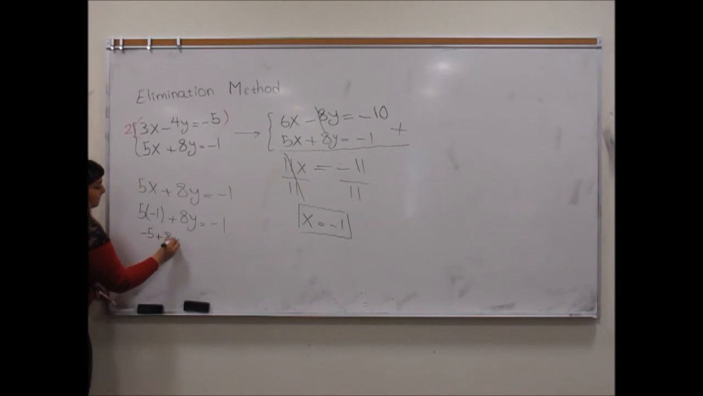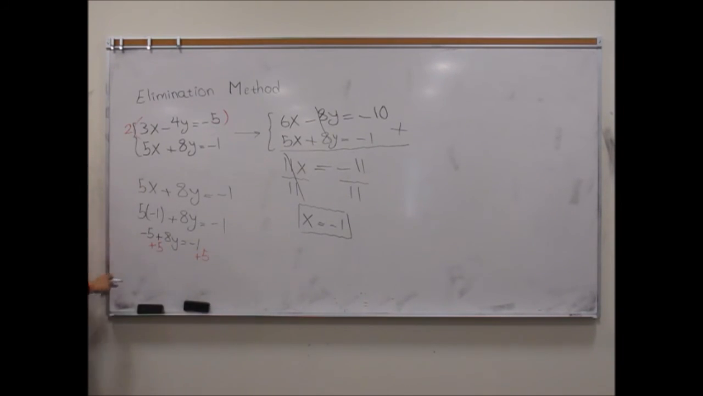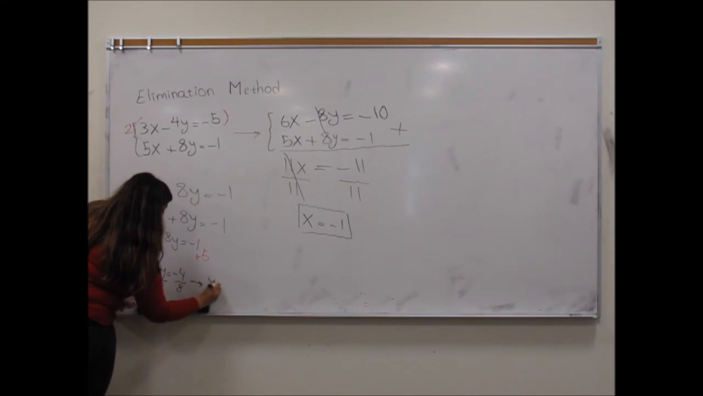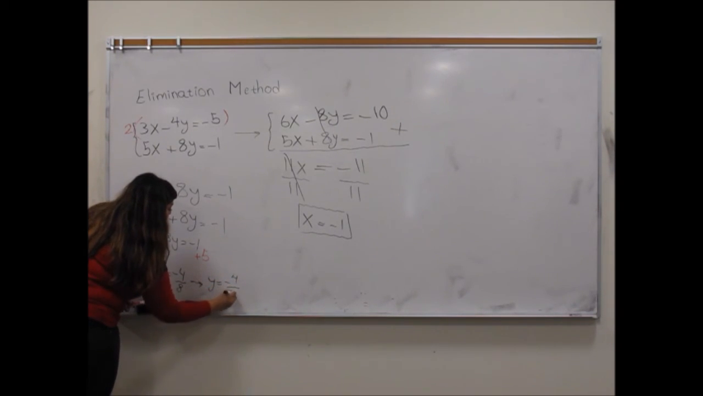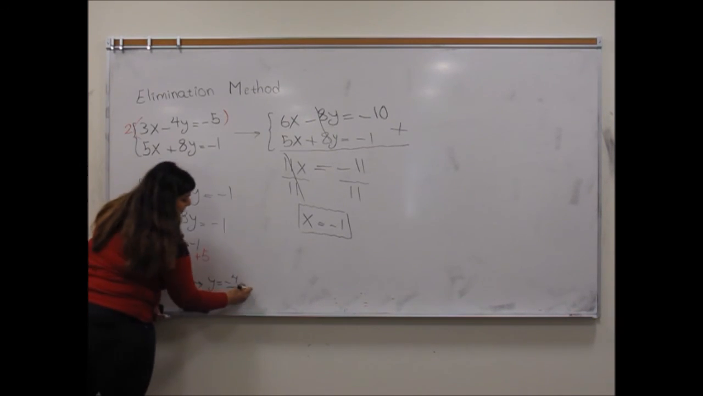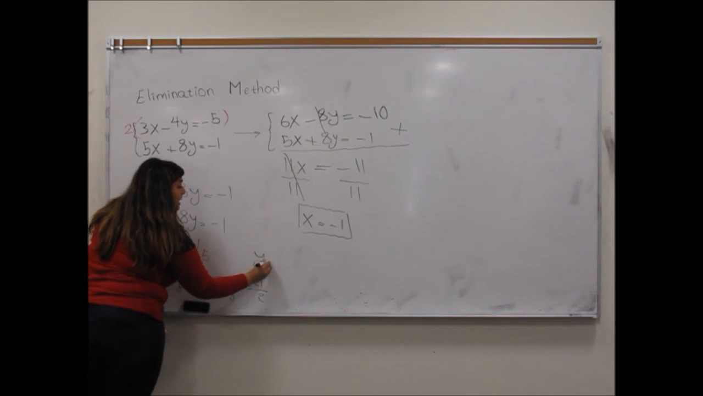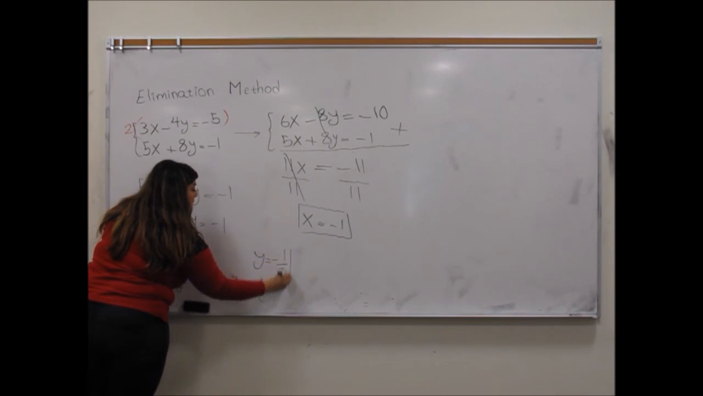Negative 5 plus 8y equals negative 1. Plus 5, plus 5, 8y equals negative 4. Dividing both sides by the coefficient of y, which is 8, I'm going to get y is equal to negative 4/8. Simplify it even more, negative 1/2. So y is negative 1/2.